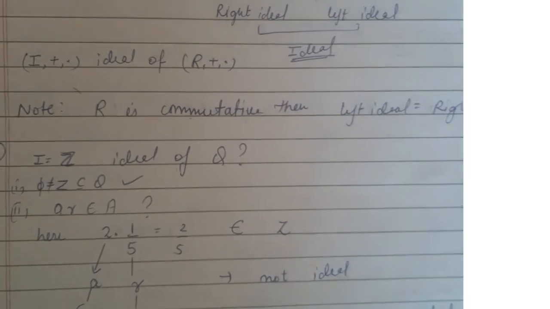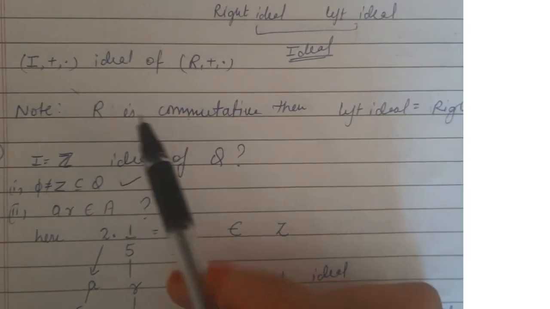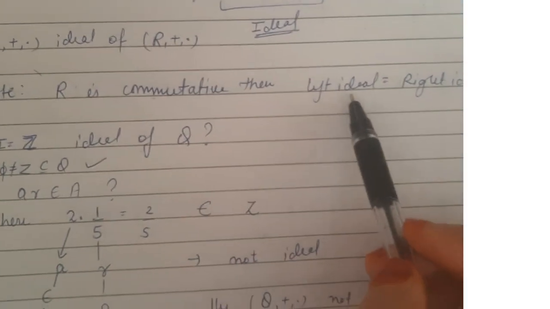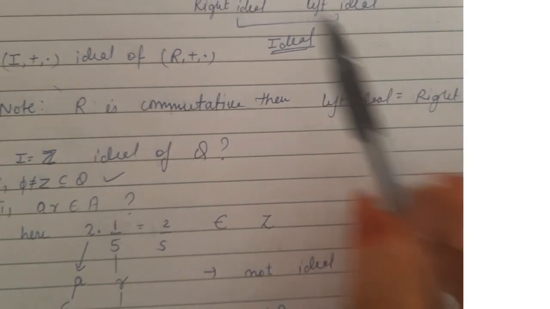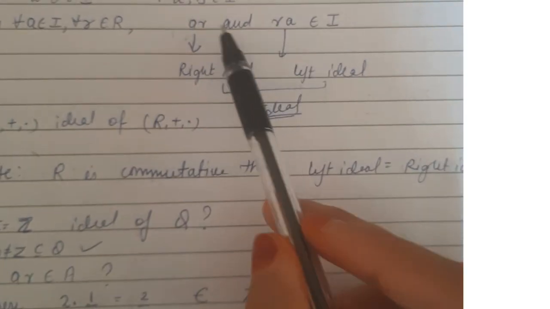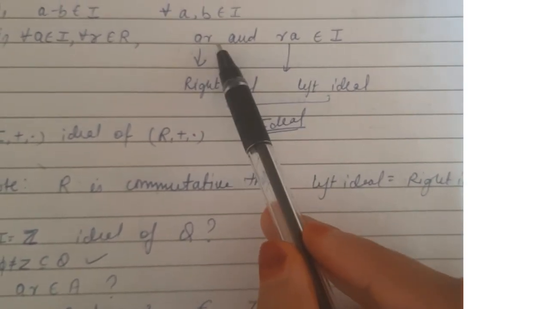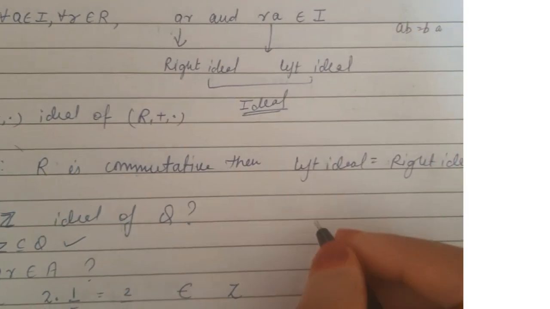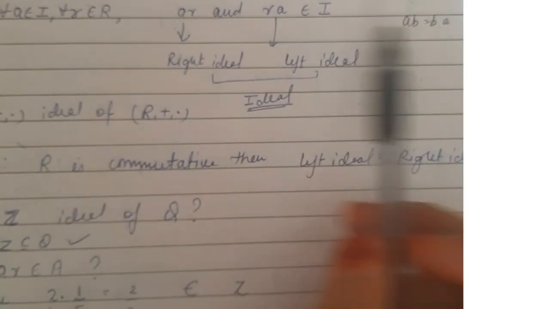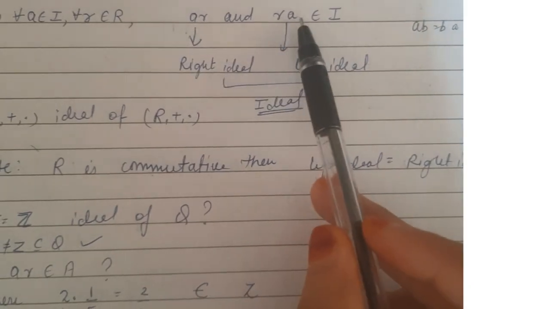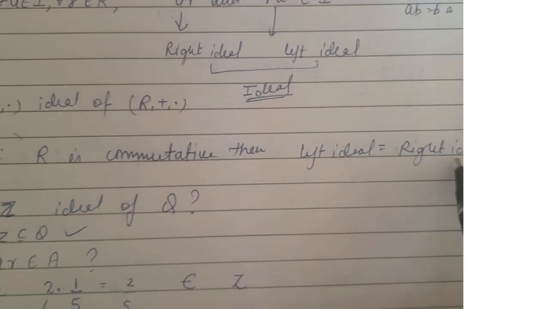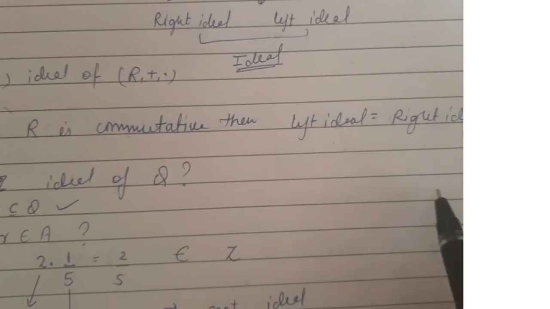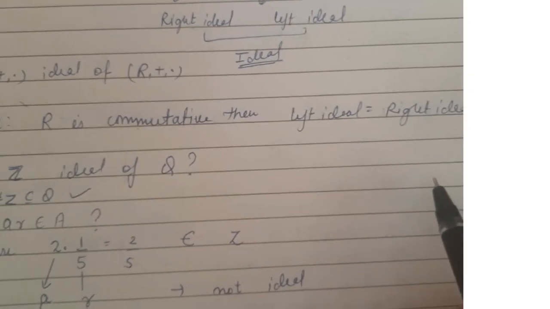Next we have a note: if the ring is commutative, then the left ideal equals the right ideal. What does it mean? In left and right ideals we have AR and RA, and if the ring is commutative, we know that commutativity means AB equals BA. Then AR equals RA. So if it is commutative, then left ideal equals right ideal. Clear?